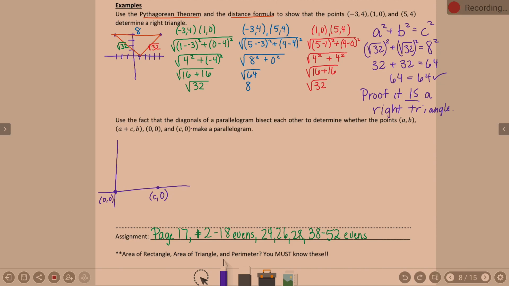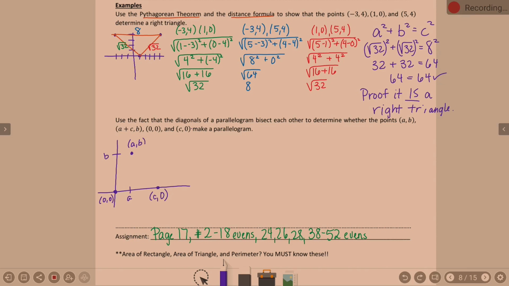So technically you arbitrarily put a somewhere here. I'm going to make a here, b here. So where is the point (a, b)? Over a, up b. Technically a wouldn't have to come first, but since the next one is a plus c, it means it has to be after c.